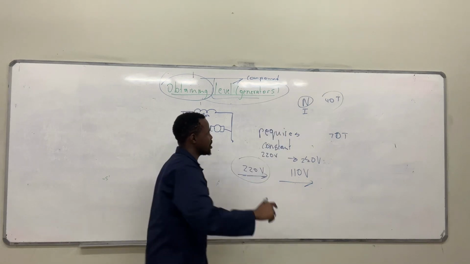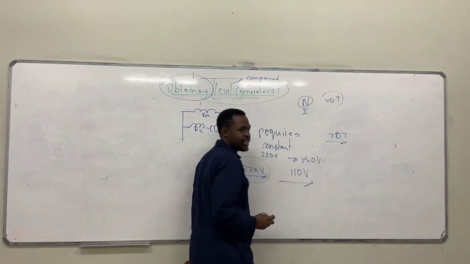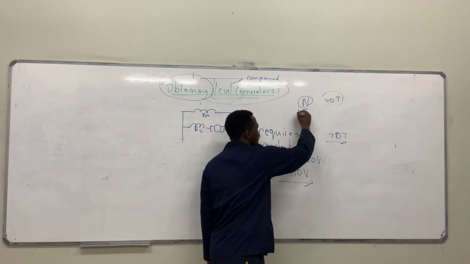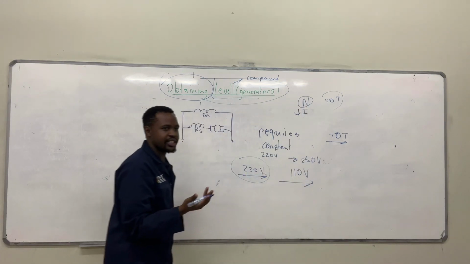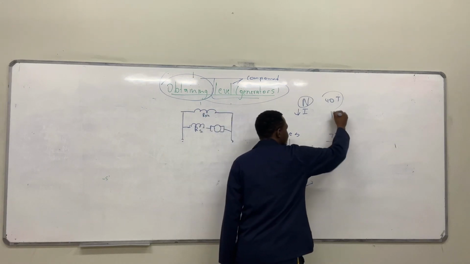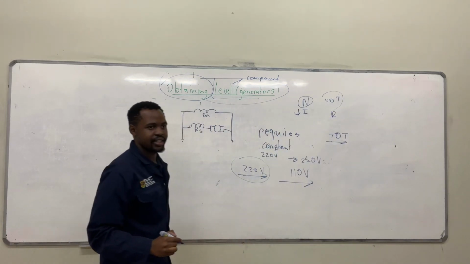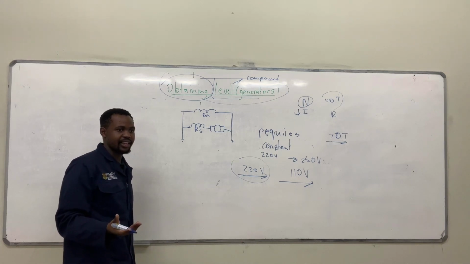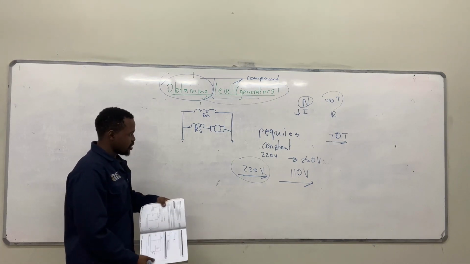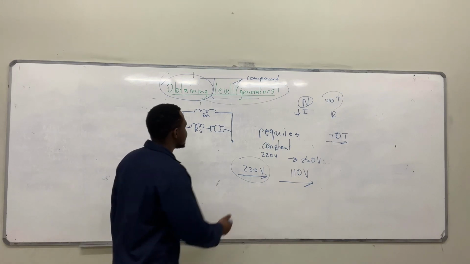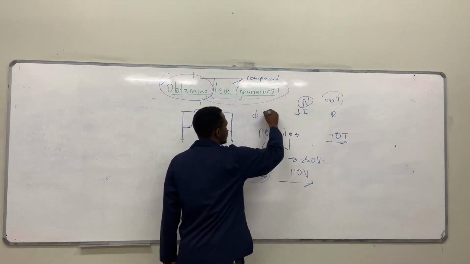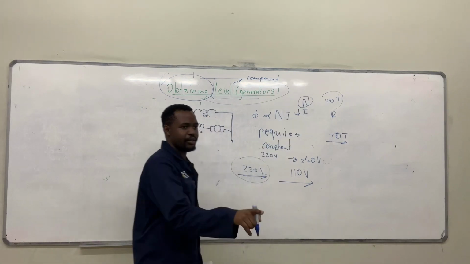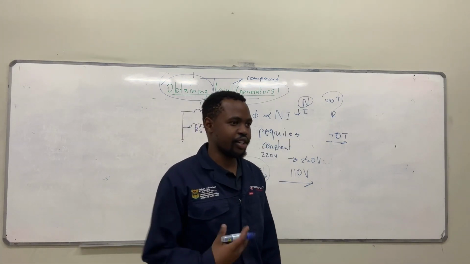Yeah, because there are more what? Turns. That means the field strength is stronger. So you decrease what? Current. How do you decrease the current? You use a resistance. A resistor. Am I making sense? Okay. Because field strength is directly proportional to the number of turns and the current flowing through your field coil.